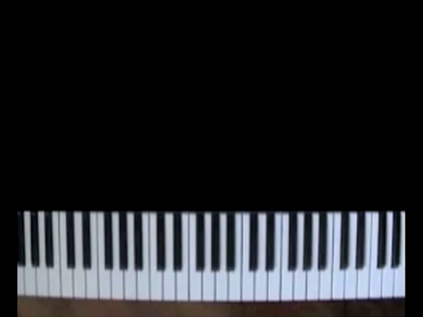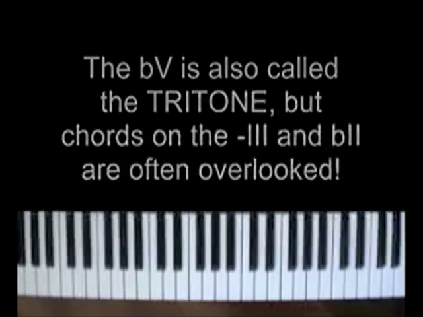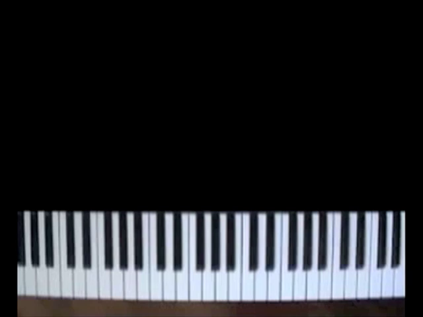Specifically, this G in the key of D flat is a flat 5. Some people refer to this as the tritone. You hear a lot of talk about the tritone, play the tritone, but they fail to talk about the other tones that are just as important as the tritone. And that's this minor 3, which is the E, and the flat 2, which can give you some pretty fat and freaky voicings.